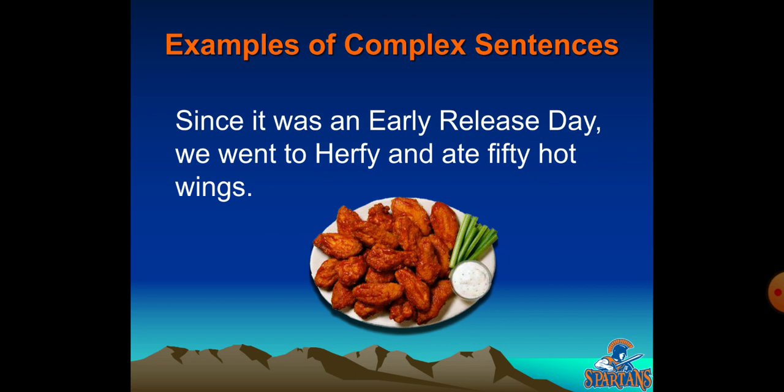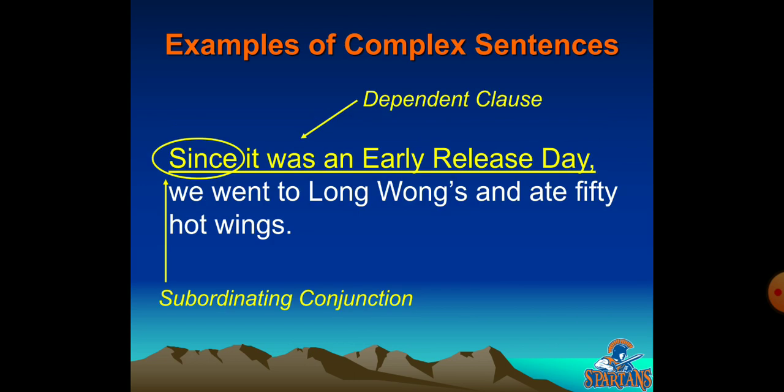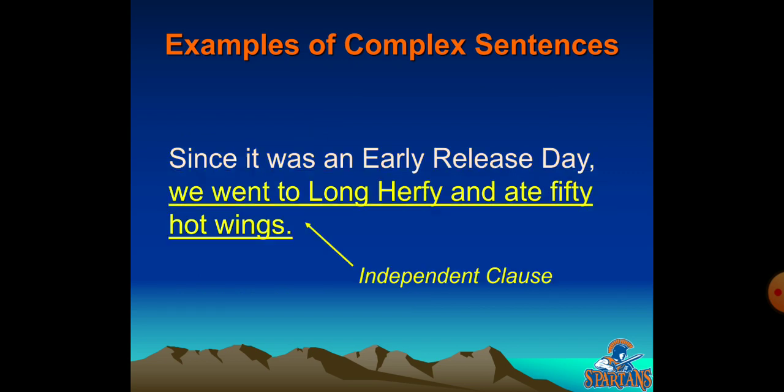Another example of complex sentence. Since it was early release day, we went to Harfi and ate 50 hot wings. As you can see, the first part of this sentence, which is shaded in yellow, is a dependent clause. It's dependent because it's preceded by the subordinating conjunction since. The other part of this sentence, we went to Harfi and ate 50 hot wings, is an independent clause because it can stand alone.